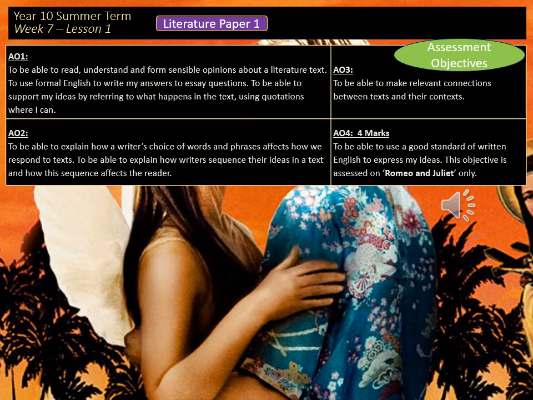Assessment objective 2, to be able to explain how a writer's choice of words and phrases affects how we respond to texts, to be able to explain how writers sequence their ideas in a text and how the sequence affects the reader. Assessment objective 3 is to be able to make relevant connections between texts and their contexts. And assessment objective 4, that 4 marks, is to be able to use a good standard of written English to express ideas. Now you are only assessed on that objective in the Romeo and Juliet section of this paper.